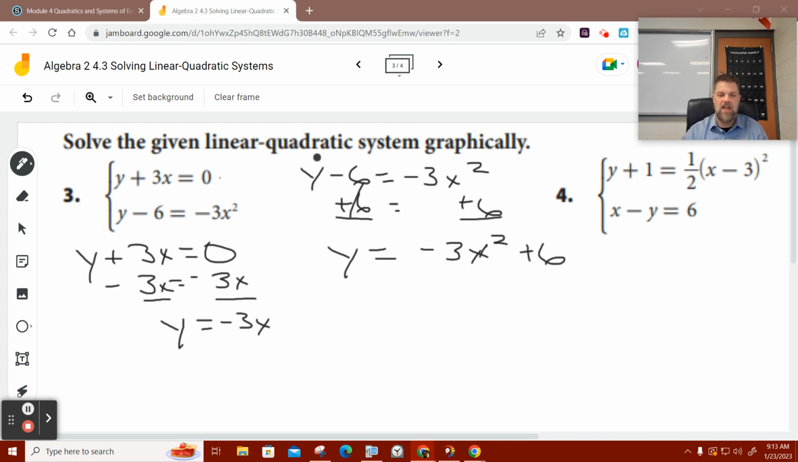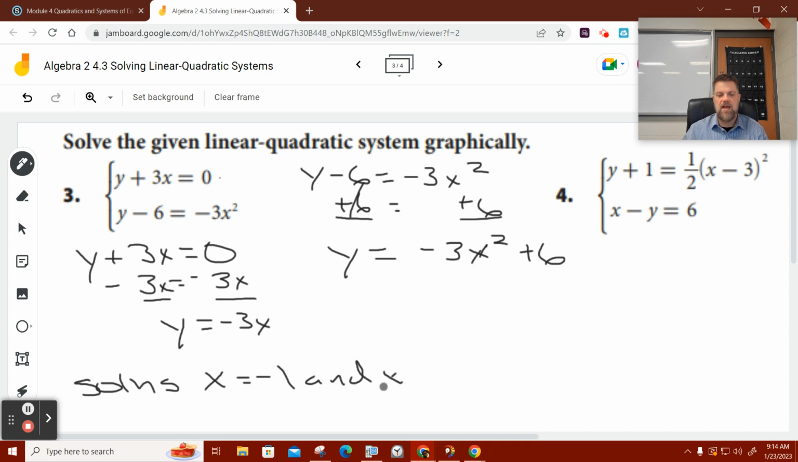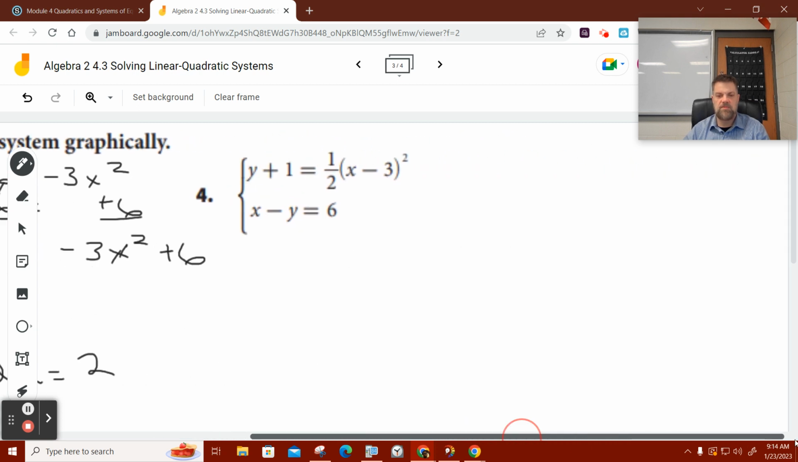So our solutions for that are x equals negative 1 and x equals positive 2. And that's it. Now, if you want to plug those numbers in, you'll see that you'll get a positive 3 when you use negative 1 in both scenarios, and you'll get a negative 6 when you plug in positive 2. Let's do the next one.